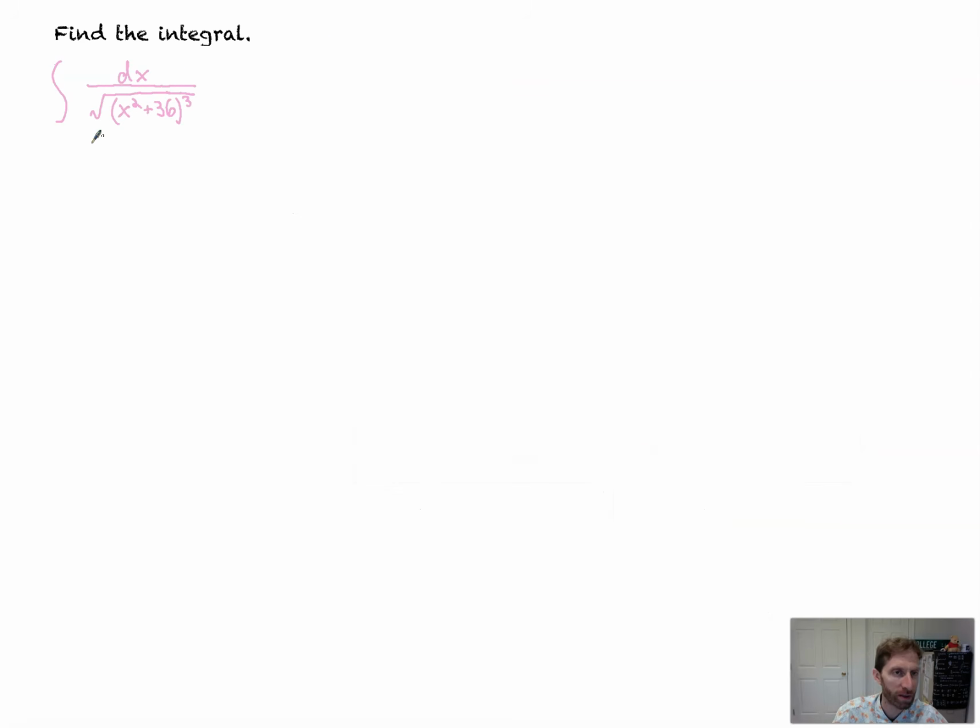Oh my goodness. Well, first and foremost, it's nasty the way it looks. So let's rewrite this as dx over, now it's the square root of all this stuff, right? It might be easier if we just write it as x squared plus 36, and we'll write that to the 3/2. Let's see what that does for us.